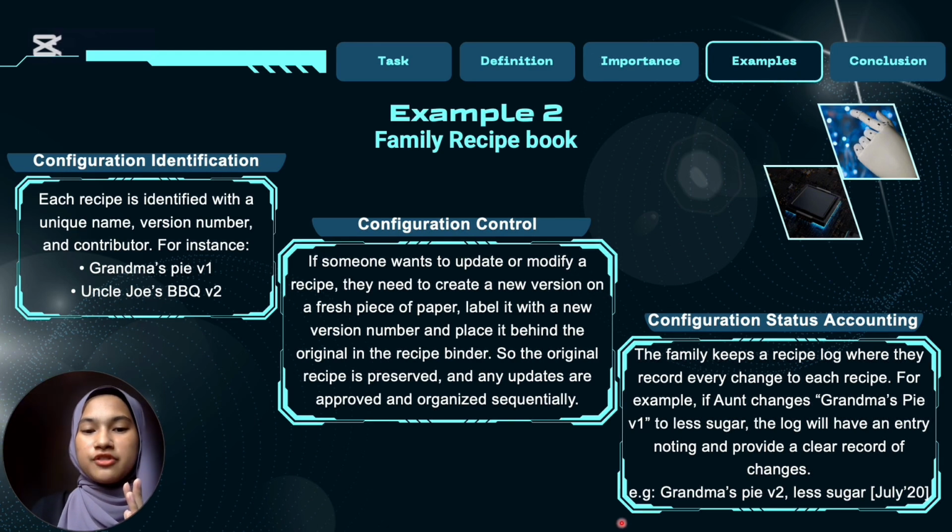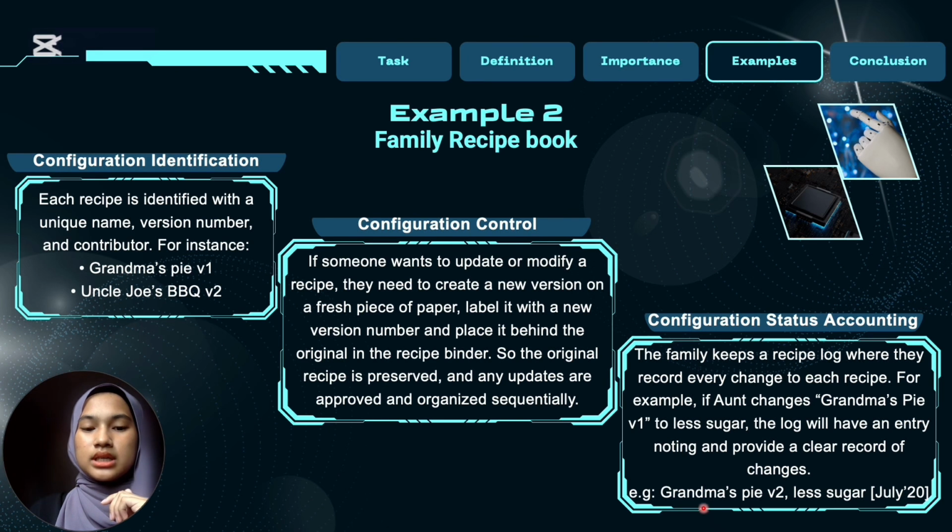Now we move to configuration status accounting. To keep track of changes, the family uses a logbook where every update is recorded. For example, when Aunt wants to change Grandma's file version 1 to less sugar, the log will have an entry noting the change and provide a clear record of changes. So, the log provides a complete history of every change and ensures everyone knows which version is the most current.